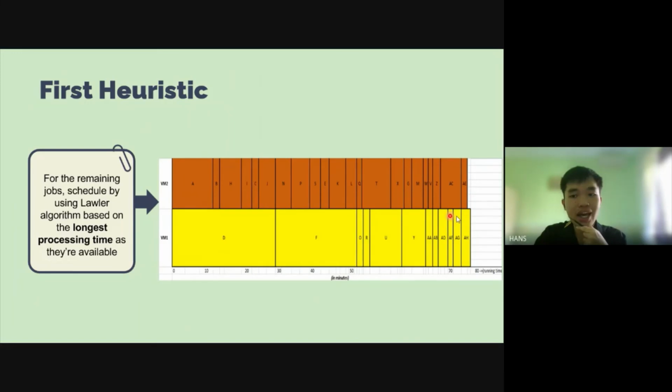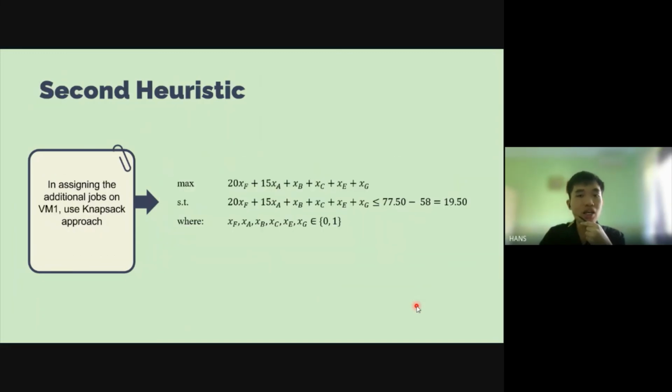second machine, and it cannot reach the target total time, which is the 77.5 minutes, because adding the job F will directly result in the higher total time. Therefore, we try to refine our algorithm and change the approach. Instead of adding based on the LPT order, we try to have the better approximation by using the knapsack problem.